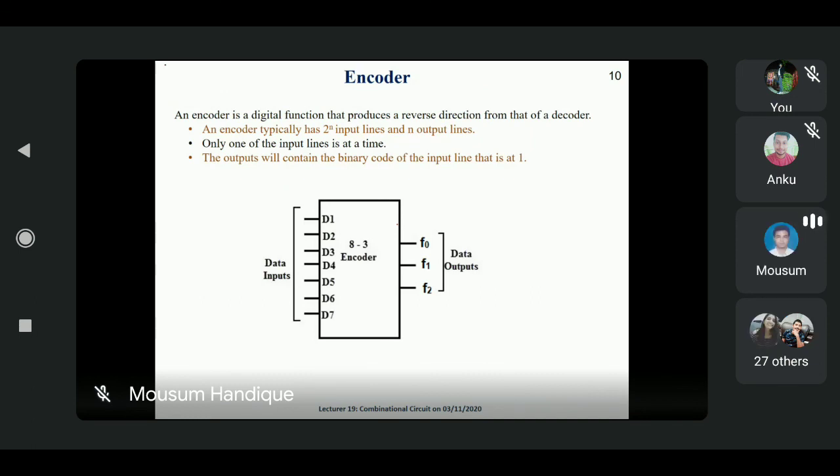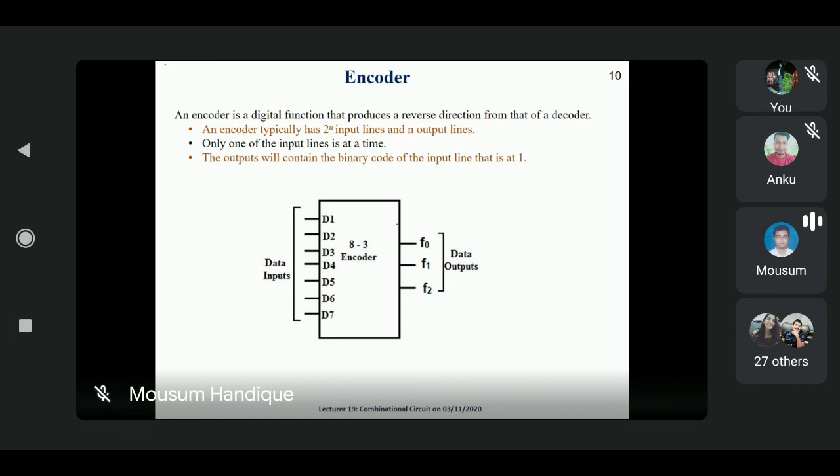The decoder part is complete. And if you are getting any doubt, then obviously we will discuss. Now the next combinational circuit is called an encoder. Encoder is the reverse of the decoder. An encoder is a combinational circuit that produces a reverse direction from that of a decoder.